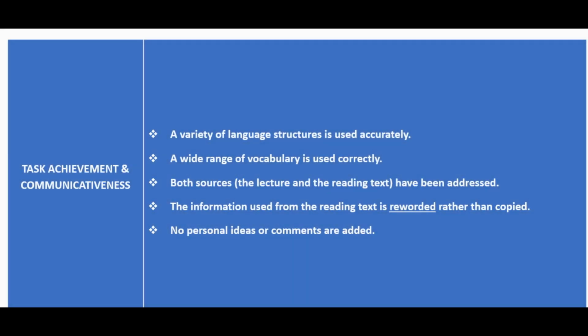What do we expect from the students while they are doing the task? Alright, in the performance task, you are expected to use a variety of language structures and a wide range of vocabulary with correct collocations. You are also expected to mention the sources. In other words, you need to state what the lecture and the reading say. We will talk more on that later. When you are writing about the ideas in the reading text, avoid direct lifting. You need to reword or paraphrase the ideas in the reading text. Again, do not include your personal ideas or comments in your writing.